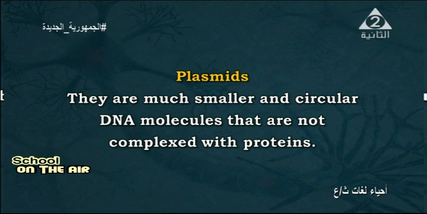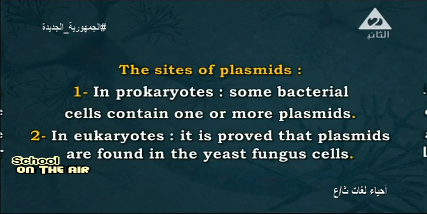What is the site of the plasmid? Site means the position of the plasmid. Where is the plasmid found? It is found in two cells. Number one, prokaryote cells, meaning some bacterial cells which contain one or more plasmids. Prokaryotes are the simplest type of cell. It is also found in eukaryotes like yeast fungus. Not all types of eukaryotes contain the plasmid.